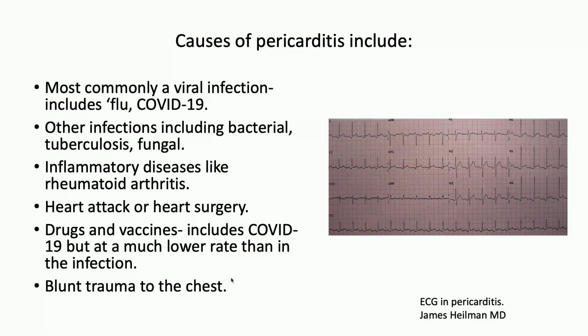The most common cause of pericarditis is infection again, and two important infections are flu and COVID-19. Other infections, bacterial, fungal, TB, can also do it, as can, rather like with myocarditis, rheumatoid arthritis and other inflammatory diseases. You can also get this after a heart attack or heart surgery, and a few drugs and vaccines, including COVID-19, but at a much lower rate, generally, than the natural infection.